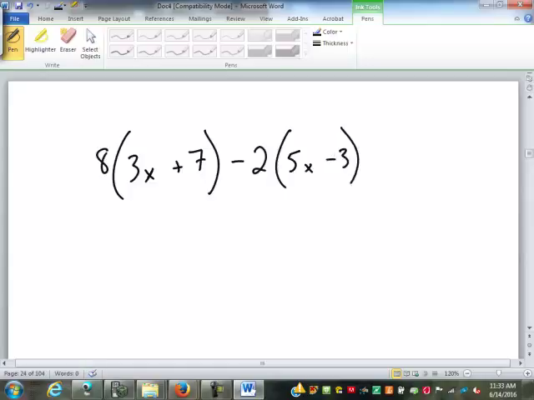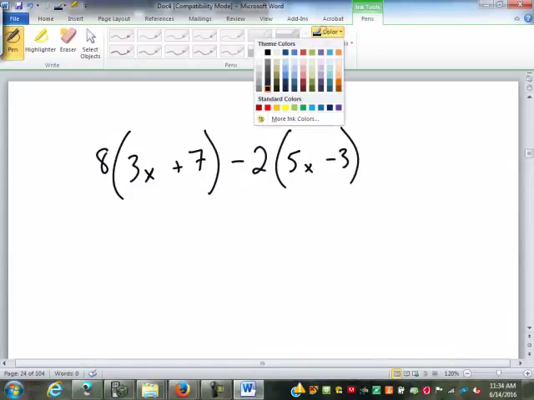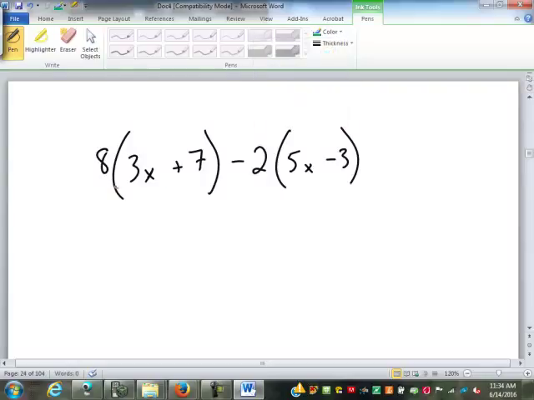Try that one in your notes. So we start with the first set of parentheses. Anything we can do inside that parentheses? No. To the parentheses? Yes, times 8. So 8 times 3x, 24x. 8 times 7, 56. So positive 56, or plus 56.